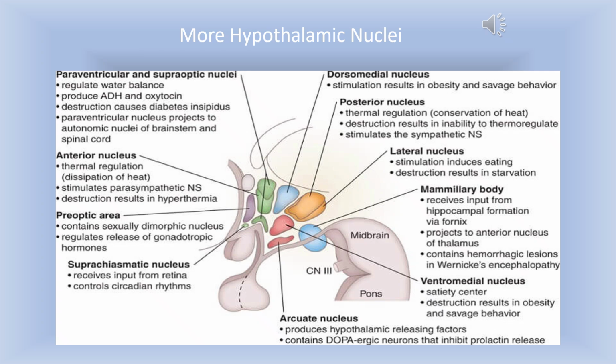So these same nuclei, which have a homeostatic role that they play, are also involved in limbic system functions as well. For instance, have a look at the dorsomedial nucleus, stimulation of which results in obesity. Well, that is a blood chemistry thing. Well, what about savage behavior? Well, that's a behavioral thing.